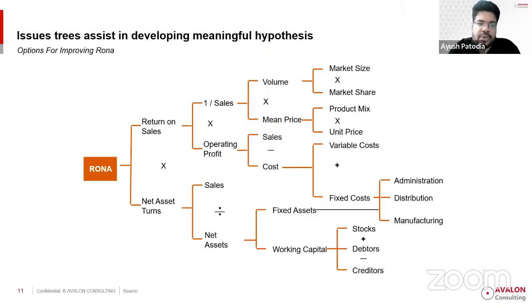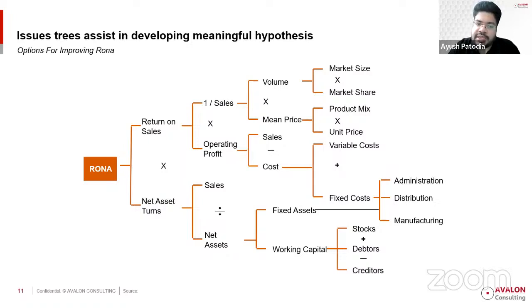Okay, so this is one issue tree that can assist you in developing your hypothesis. So look at it quantitatively. Let's say if I'm looking at a RONA tree analysis, RONA is essentially your return on sales into net assets turnover. Break it down one by one.